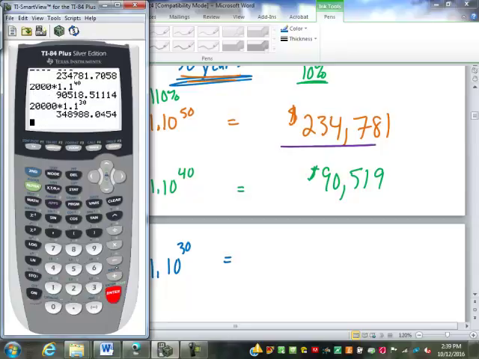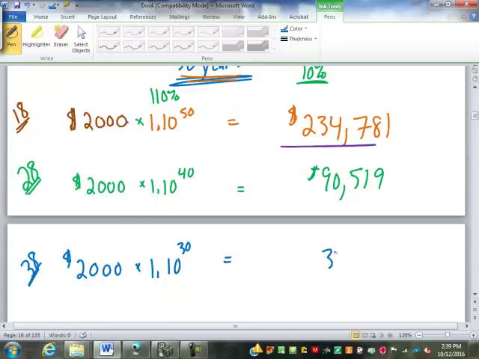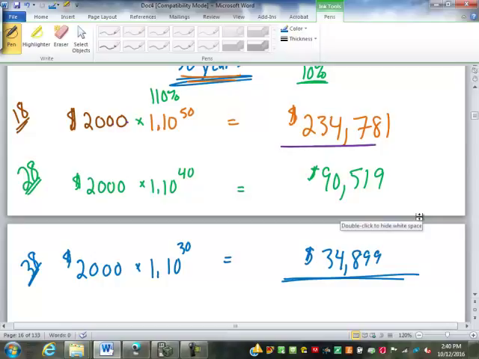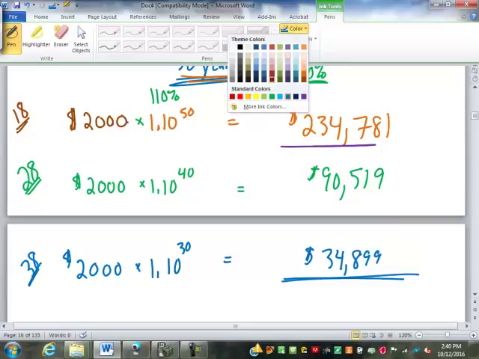Oops, something went wrong there. I got an extra zero in it. Yep, I messed up. Here we go. There it is, $34,899. So now we're down to less than an eighth, about a ninth of where we started. So, I mean, every 10 years is costing us about a third of where we started.